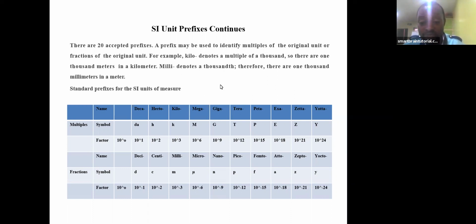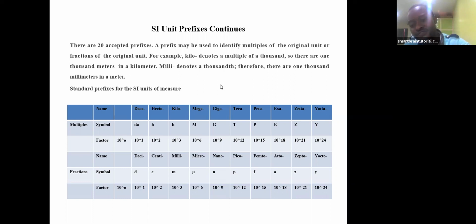Then we have the femto, which is 10 raised to minus 15, 1 divided by 1 and 15 zeros. We have atto, which is 1 divided by 1 and 18 zeros. And then we have zepto, which is 1 divided by 1 and 21 zeros. And finally, we have the yocto. These are very, very minute quantity measurements.